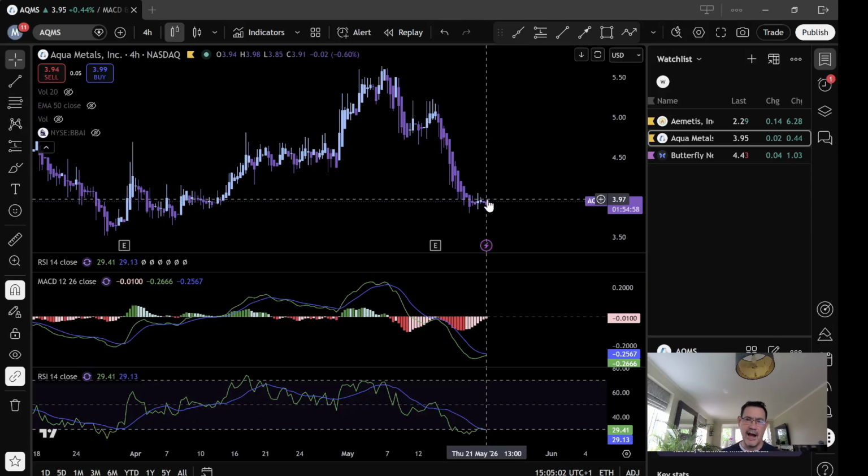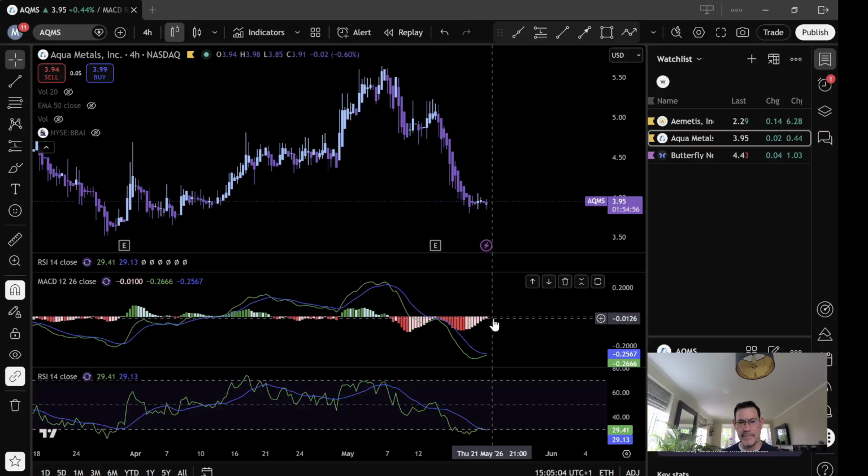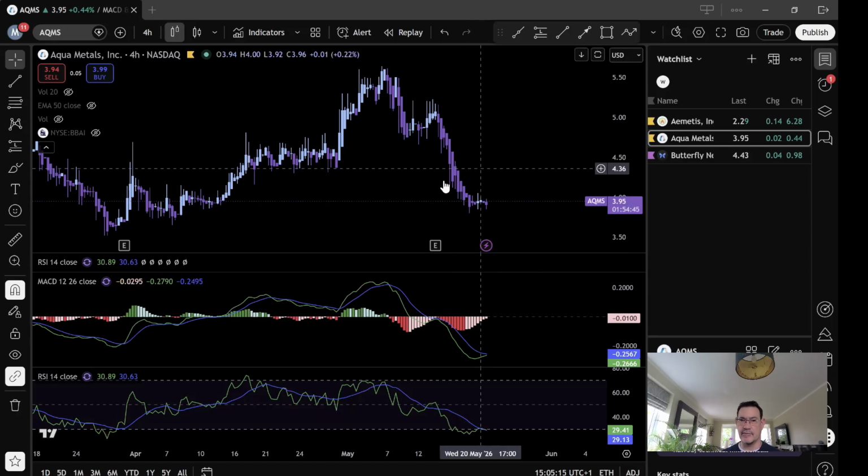So again, I'll keep this on my watch list. If the momentum picks up, we get a crossover into the dark green, which is indicative of momentum, then I might take that trade. But this is a C grade, so I am cautious about this one.